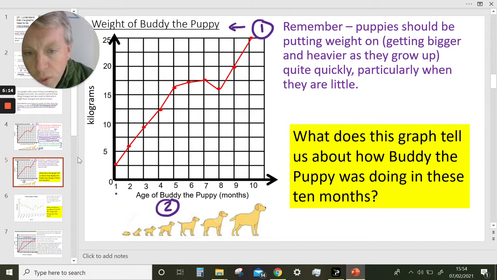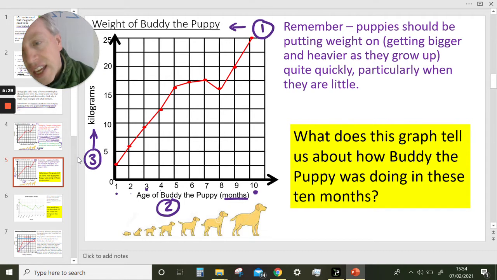So 1 what? 1 month. 1 month, 2 months, 3 months, 4 months. So it finishes when Buddy is 10 months old. And what's this here? The third thing to look at, the y-axis, the kilograms. Kilograms, how heavy Buddy the puppy is.